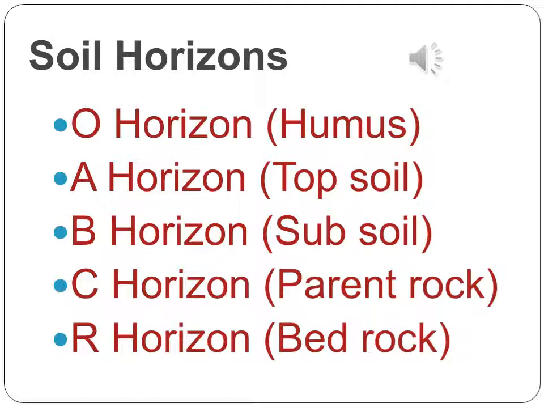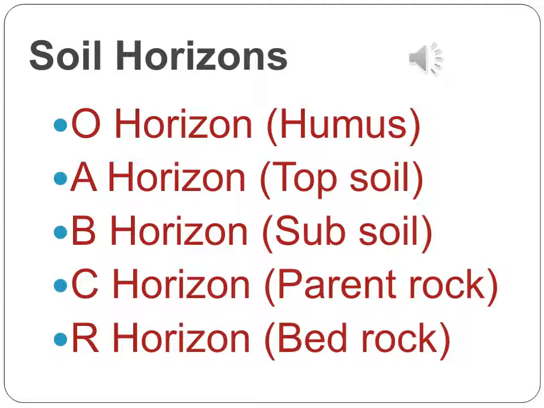Underneath the A horizon or topsoil is B horizon or subsoil. This is more compact than topsoil, richer in minerals than topsoil, but it holds less air. Underneath the subsoil is parent rock or C horizon, which is also called substratum.